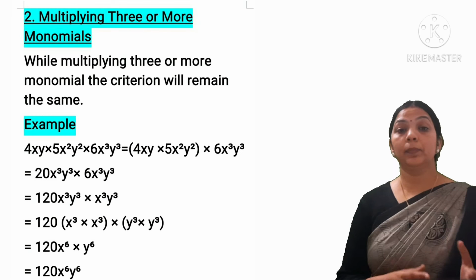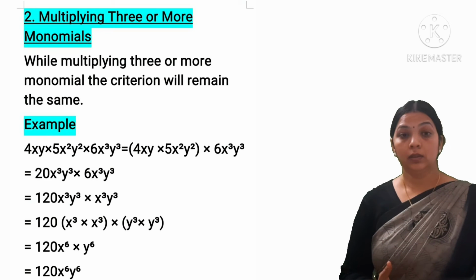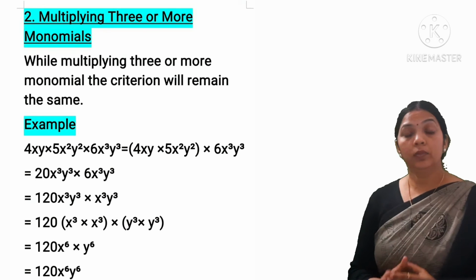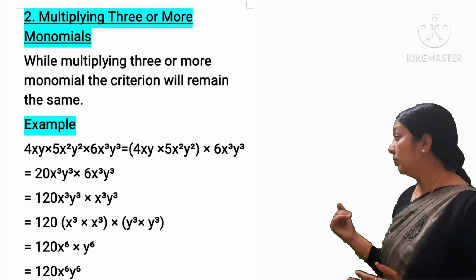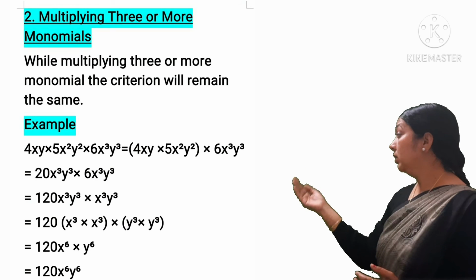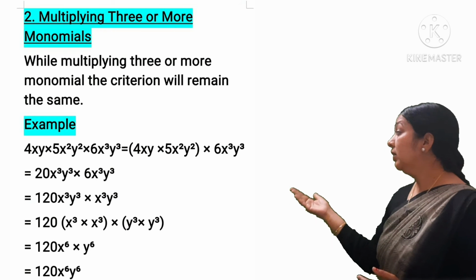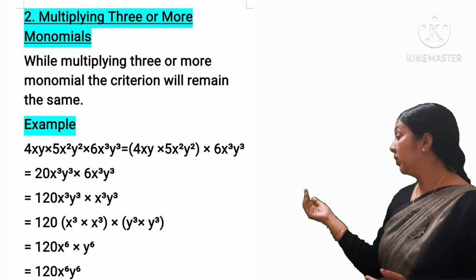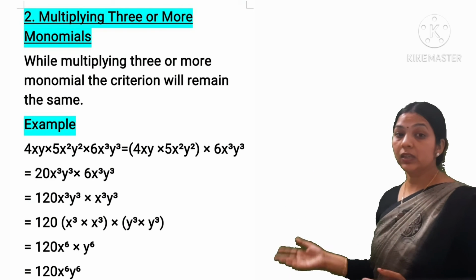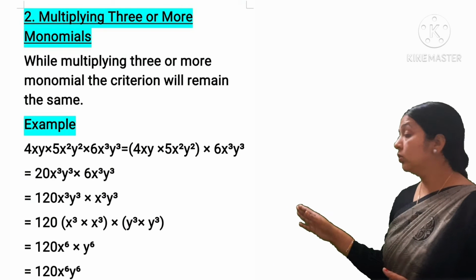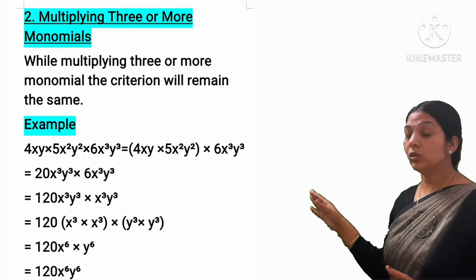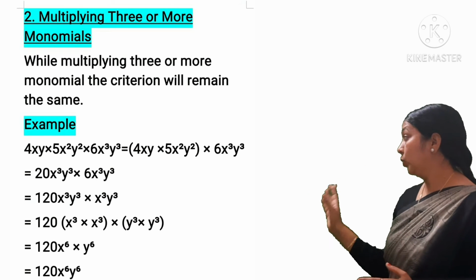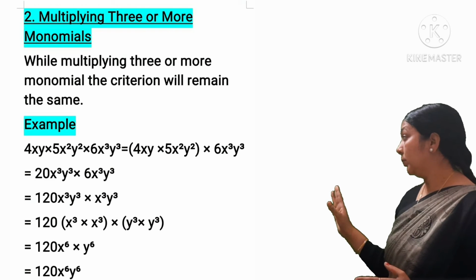The second is multiplying 3 or more monomials. So how are we going to multiply? This is quite simple. We will multiply the coefficients of all the monomials and then the algebraic factors, that means the variables. If they are like, then we add the powers. If they are unlike, they remain as they are. In this example, you can see 4xy into 5x square y square into 6x cube y cube. So here 4, 5 and 6 would be multiplied.